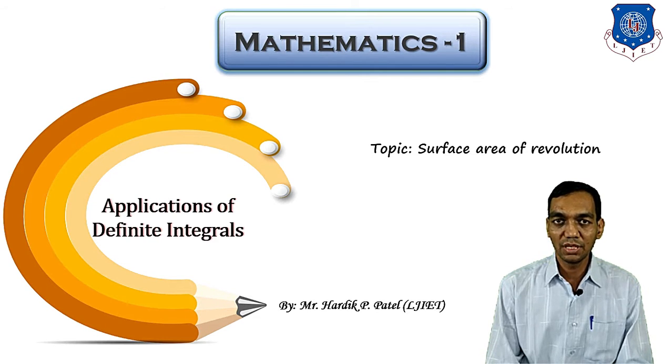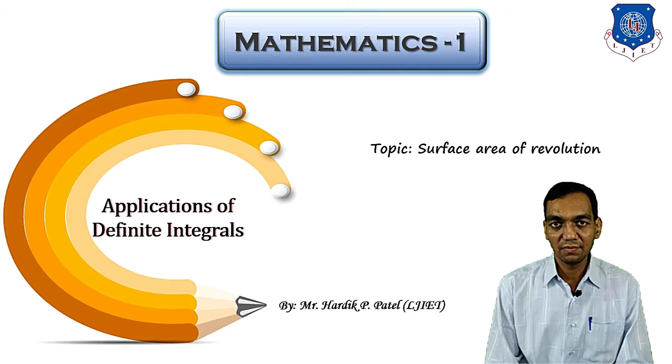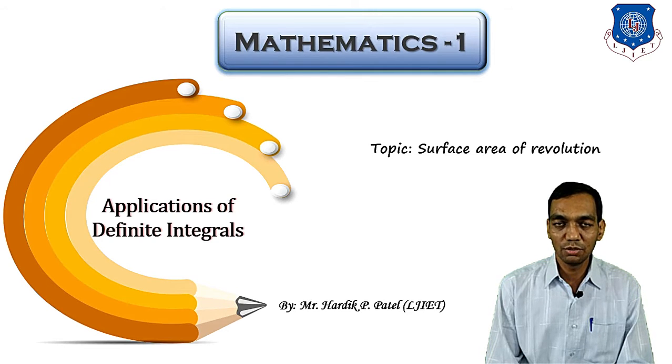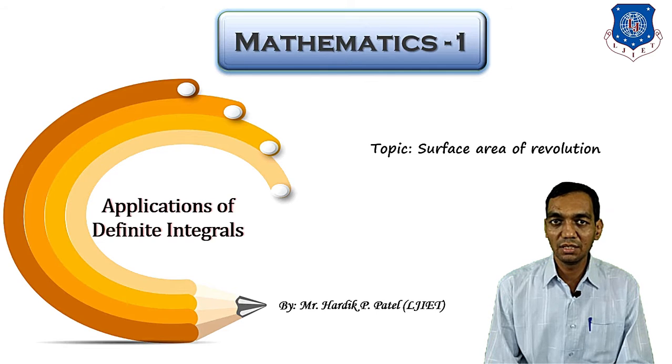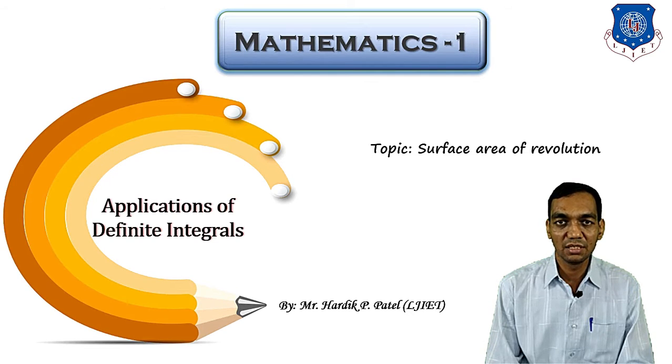Now we are going to continue the topic application of definite integrals. Up to last session we have seen volume and volume by revolution using the slicing method, disk method, washer method and shell method, and we have learned arc length in parametric form, polar form and Cartesian form. In the same manner we have also seen the surface area in Cartesian form.